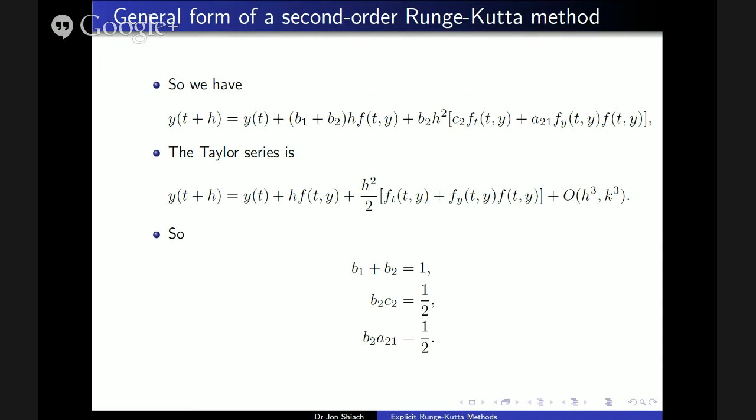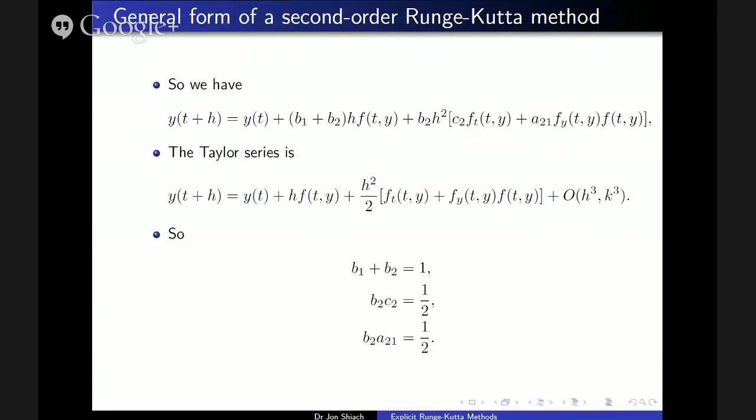This is what I want to have. This is what I'm looking for. This is what I'm aiming for. This is what I've got. So in order for this to be equal to this, b1 plus b2 should be 1. Can you see b1 plus b2 is multiplied by h f of t, y. And what we want is simply 1 times h f of t, y. So b1 plus b2 should be equal to 1.